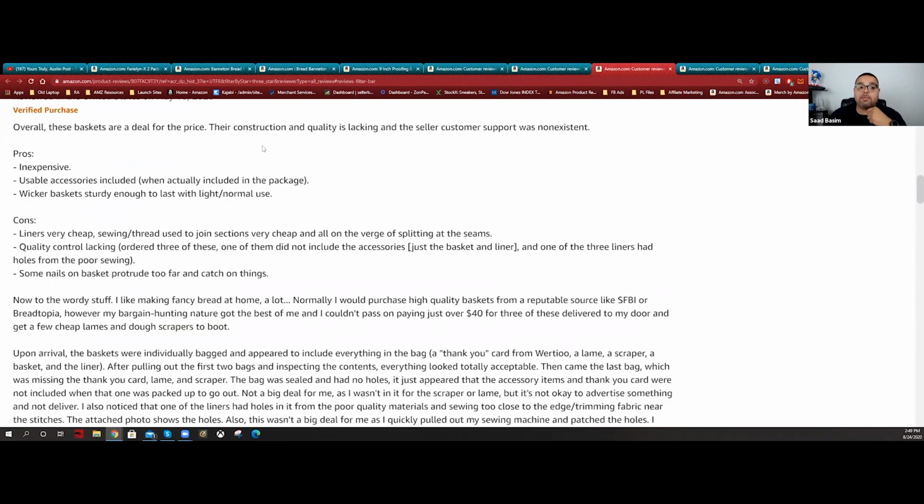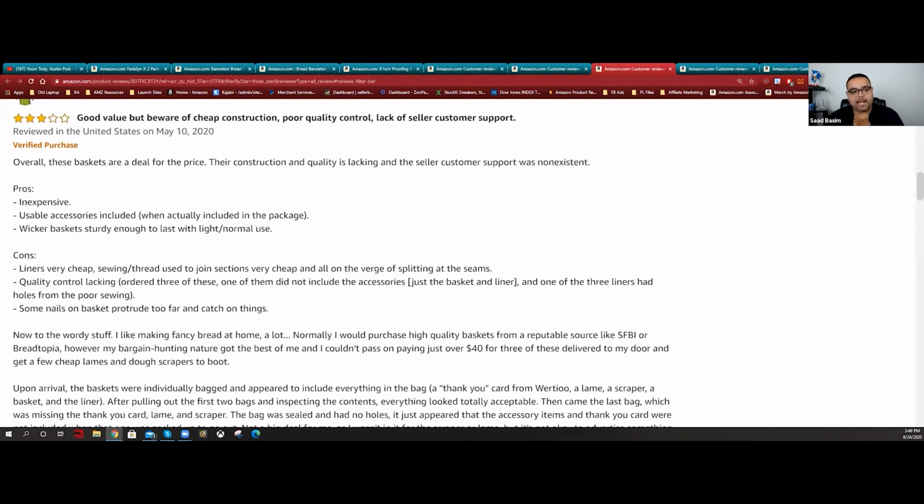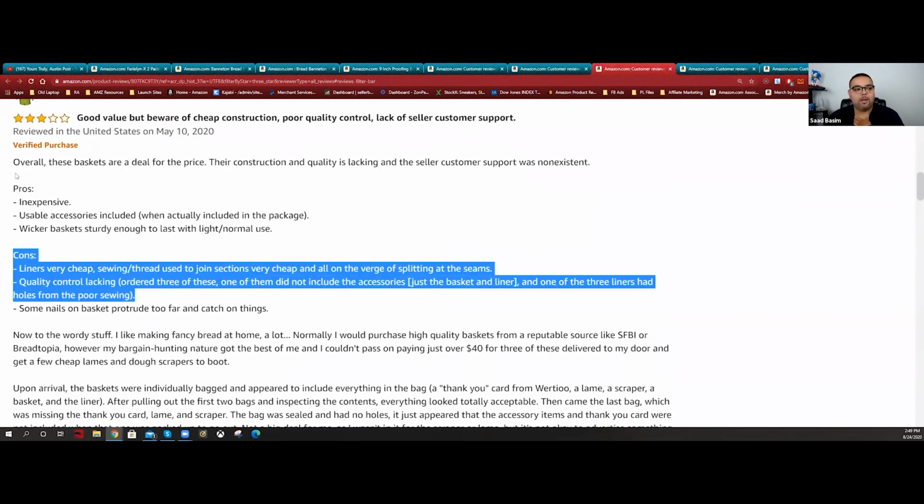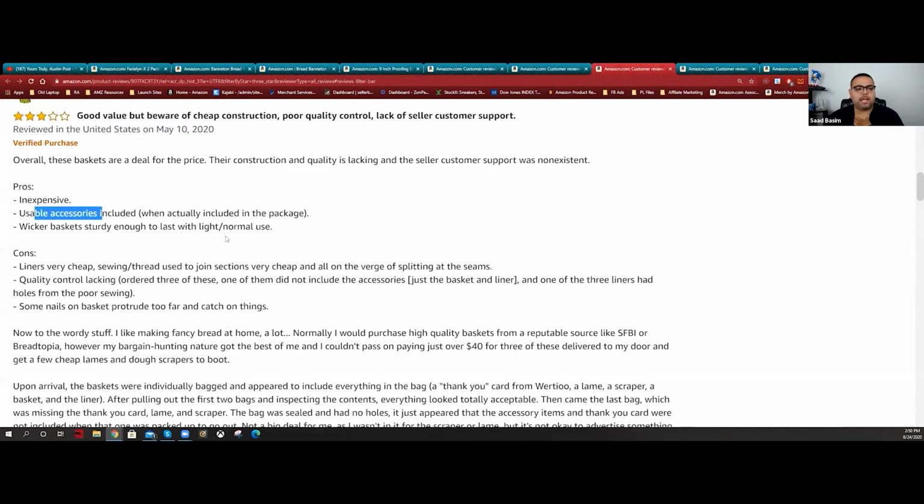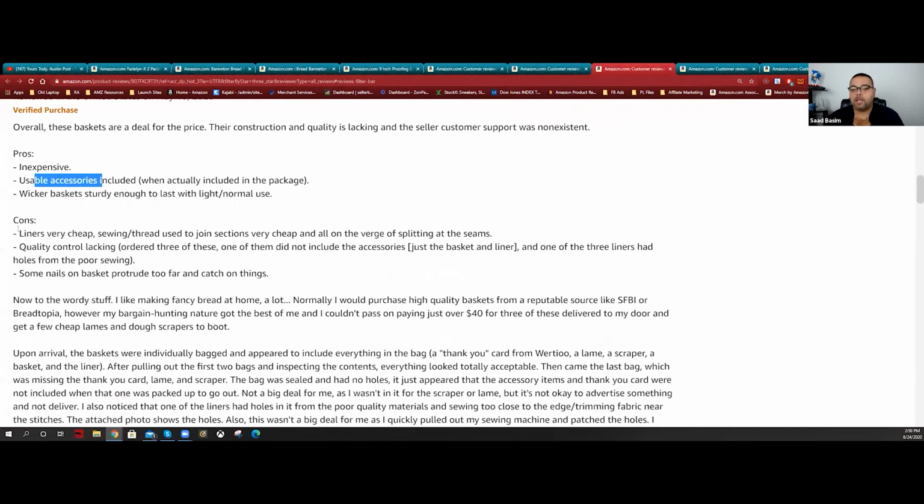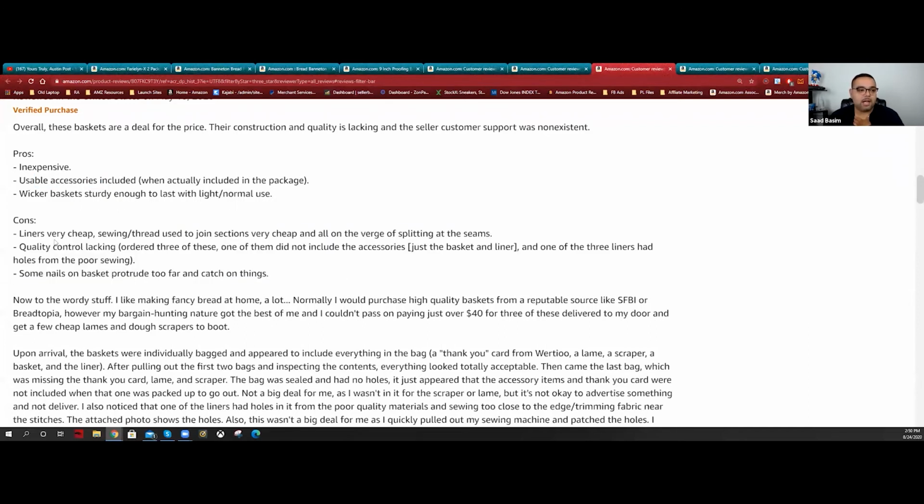Also here, a lot of times you're going to see, look at this guy. He loved the product, but he also had some good things to say. Pros: inexpensive, accessories included when actually included in the package, wicker basket sturdy enough to last with light normal use. Then the cons. Basically, he did our job of differentiation for us.